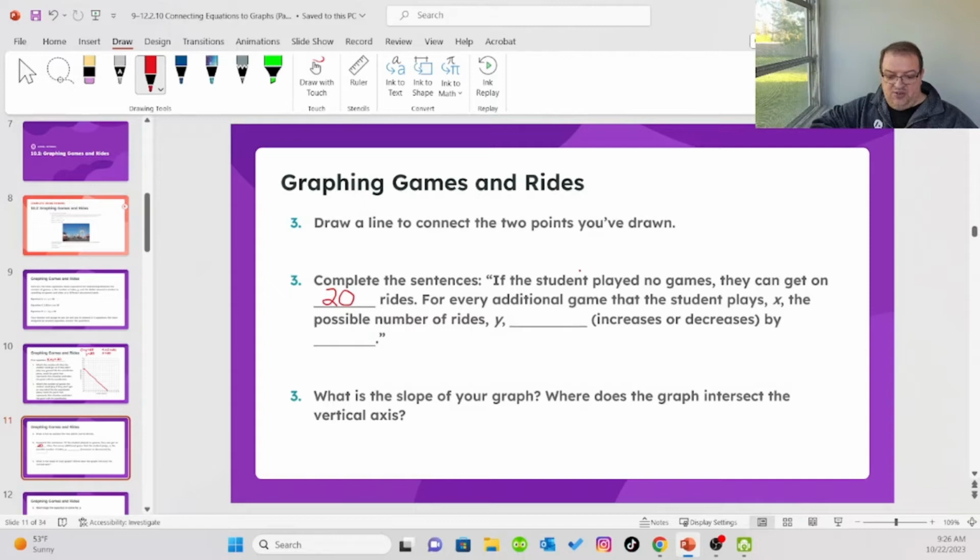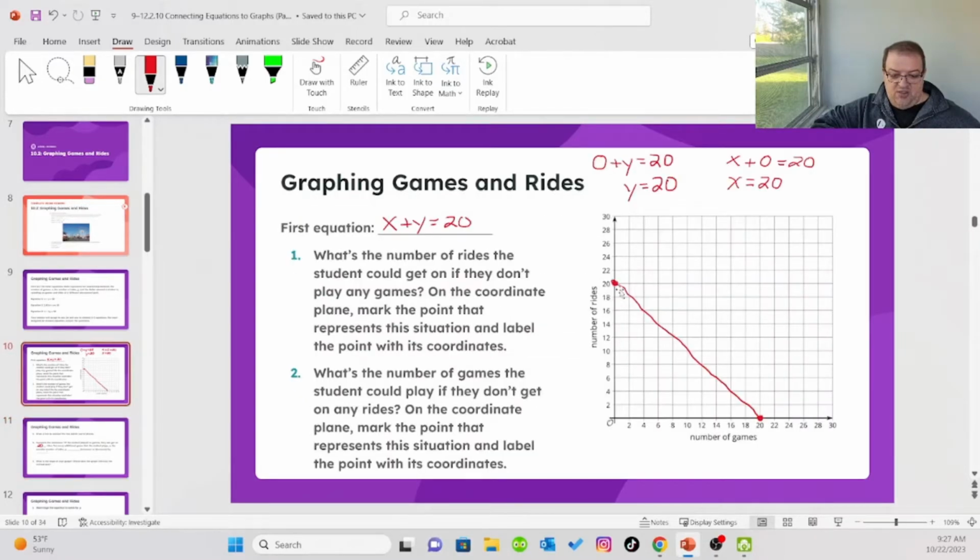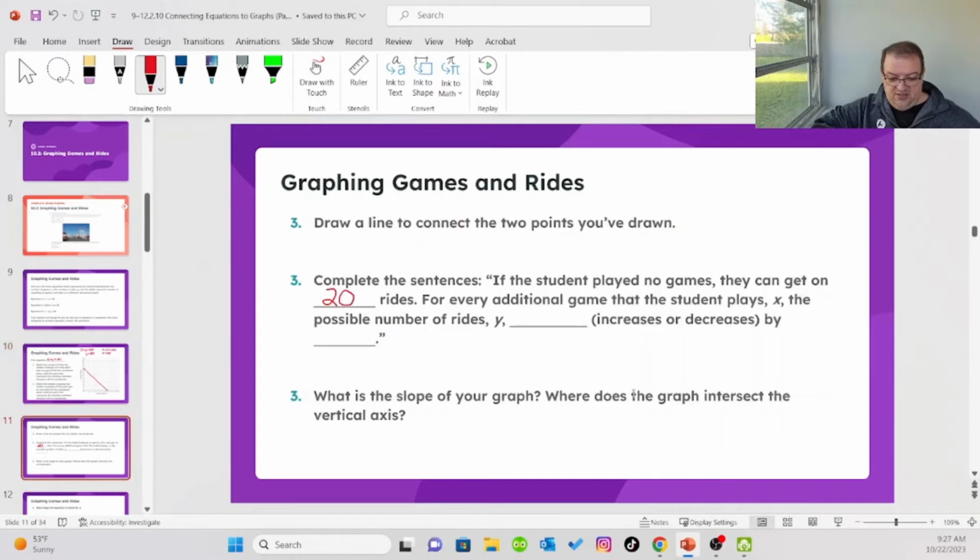For every additional game that the student plays, X, the possible number of rides, Y, they want us to choose increases or decreases. So if we look, we see that our line goes down. So as we increase the number of games, we see that our number of rides is decreasing. So we can put decreases in this blank.